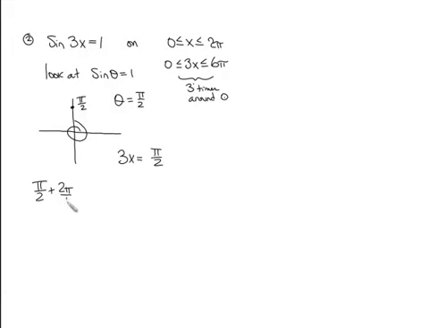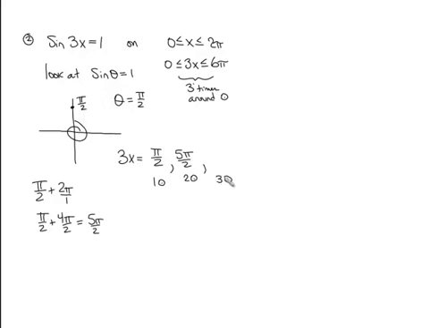So we have to get a common denominator, so that's really pi over 2 plus 4 pi over 2, that equals 5 pi over 2. So that's also another solution. So this was the first time around the circle. This is the second time around the circle.